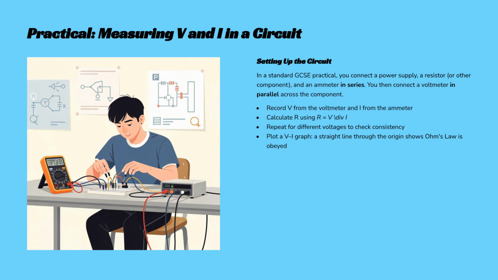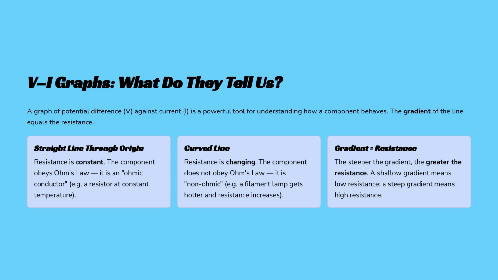Now let's look at the practical side of things, measuring current and potential difference in a circuit. To set this up, connect your power supply, resistor, and ammeter in series, and place the voltmeter in parallel across the component. Once the circuit is set, record your readings, calculate resistance using R equals V divided by I, and repeat for different voltages. Plotting these values on a VI graph helps determine if the component obeys Ohm's law.